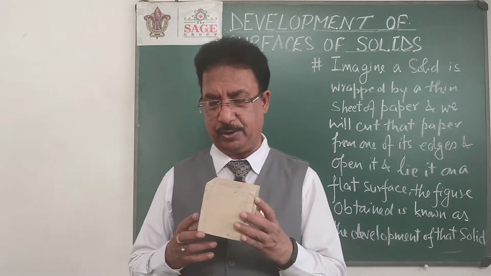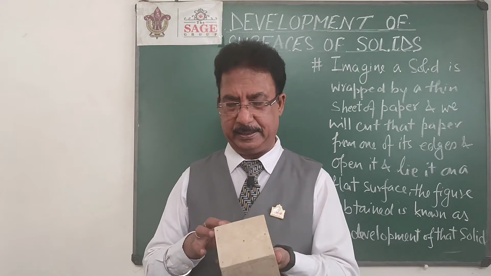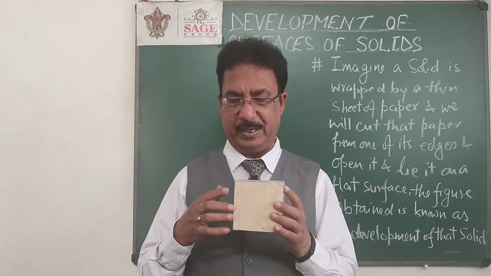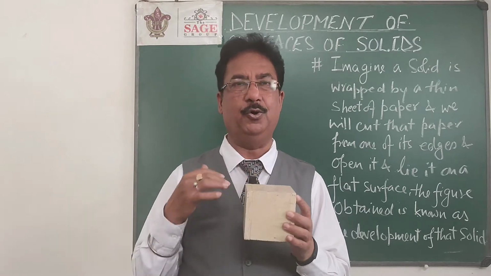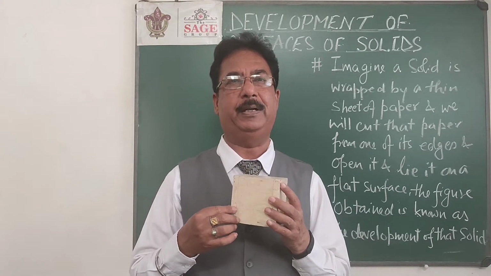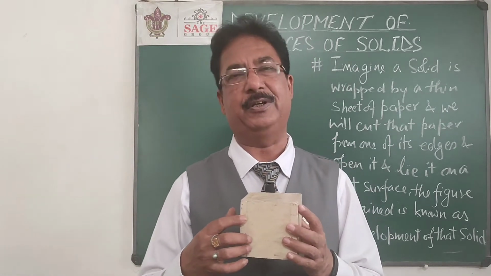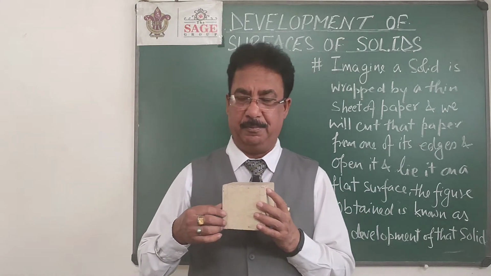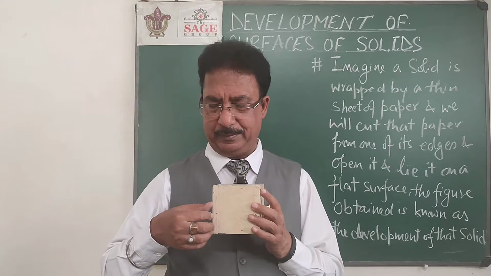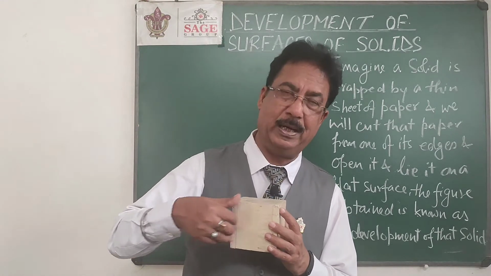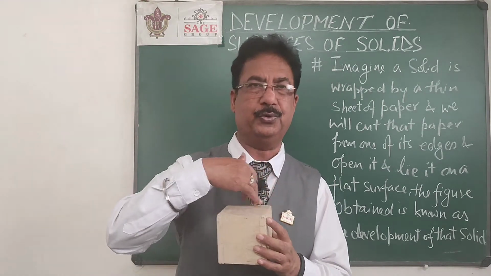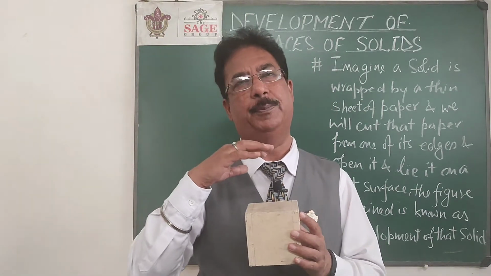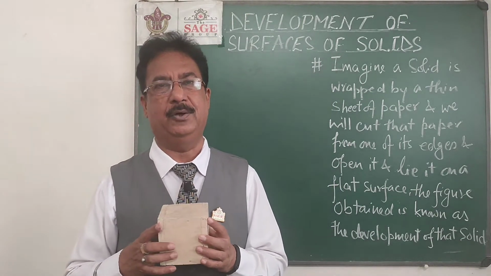Suppose this cube is wrapped by paper. It has 6 faces, and all the 6 faces are squares. So if I develop the surface of this cube by opening that paper and laying it on a flat surface, the figure obtained will be 6 squares. Normally we open the squares in a sequence: 1, 2, 3, 4 squares open in a length, and one goes upside, one goes downside.